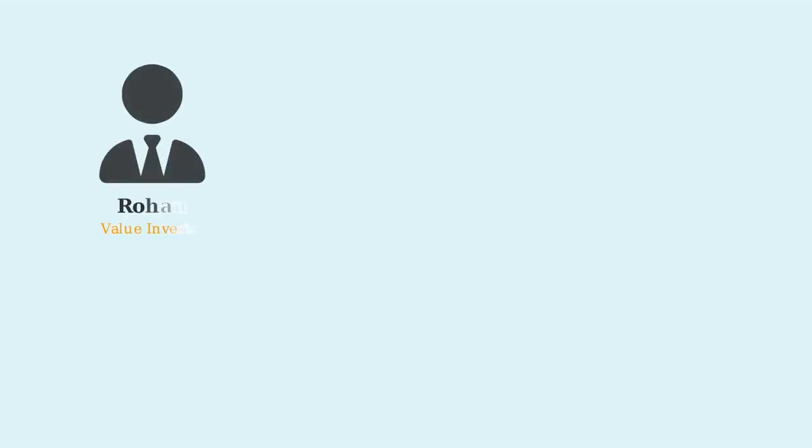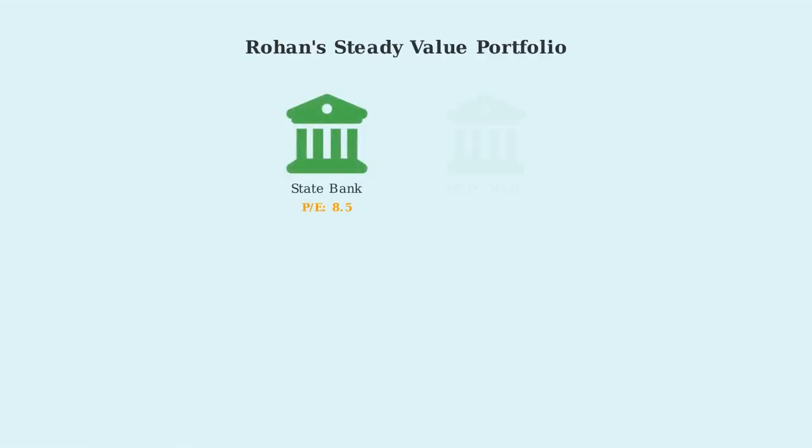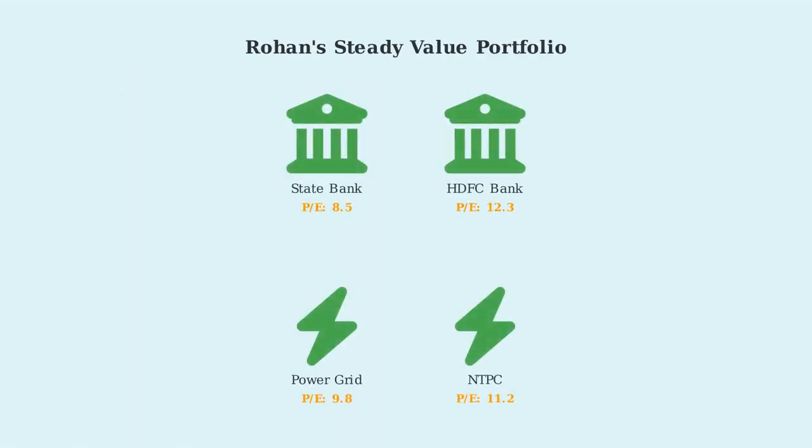Meet Rohan, a value investor who believes in buying solid, reliable companies at reasonable prices. He focuses on stable businesses that may not be exciting, but offer consistent returns. Rohan's portfolio consists primarily of banks and utility companies. These are mature, established businesses that provide essential services and tend to have lower price-to-earnings ratios.